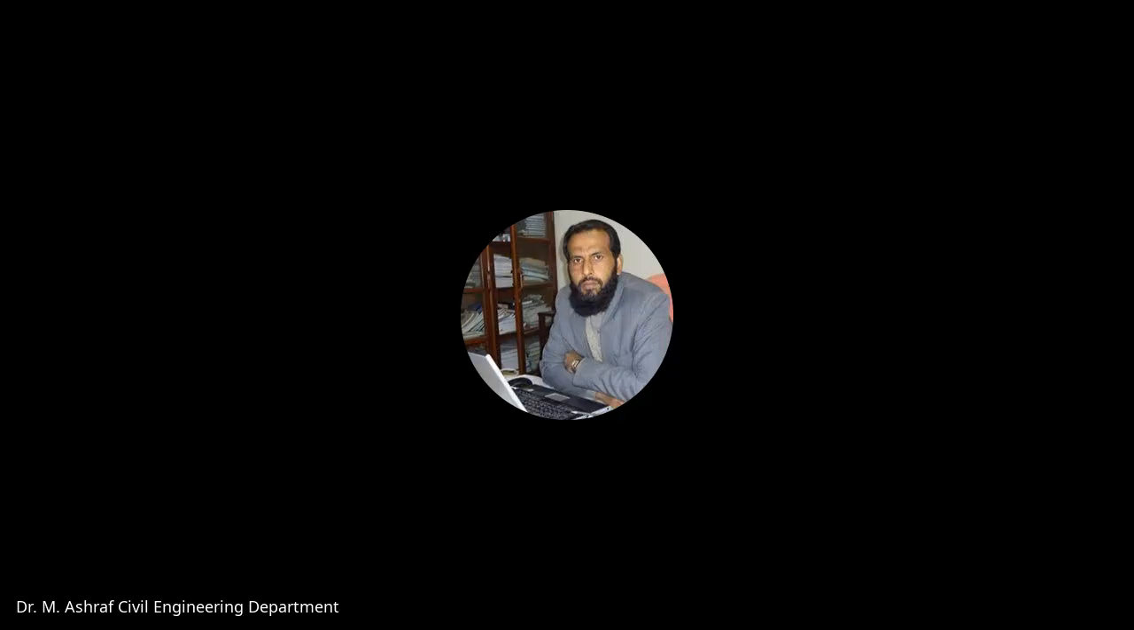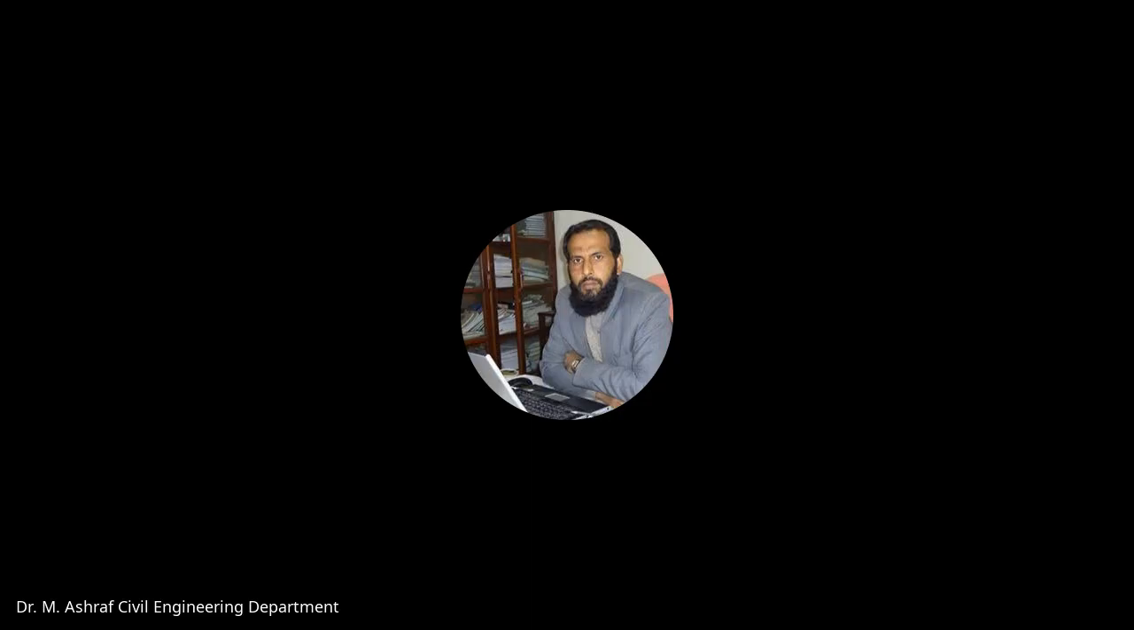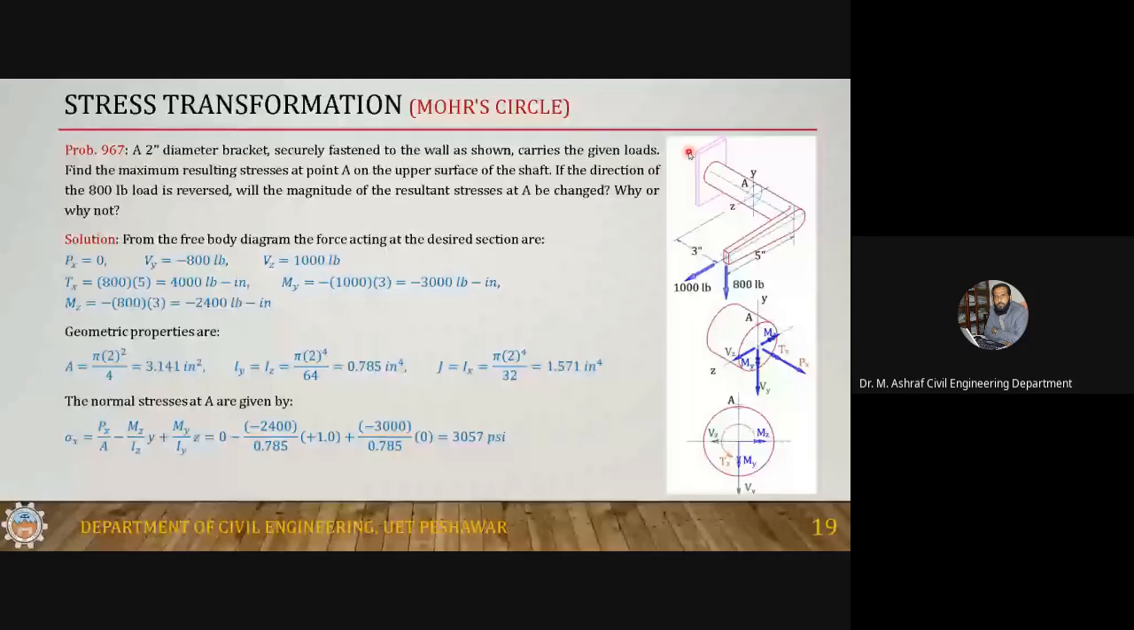Problem 967. A 2-inch diameter bracket securely fastened to the wall, as shown in the figure, carries the given loads. You can see this is a bracket attached to the wall firmly. Firmly means it is acting as a fixed support. And the tip is subjected to a downward force of 800 pounds and a force in this direction of 1000 pounds.